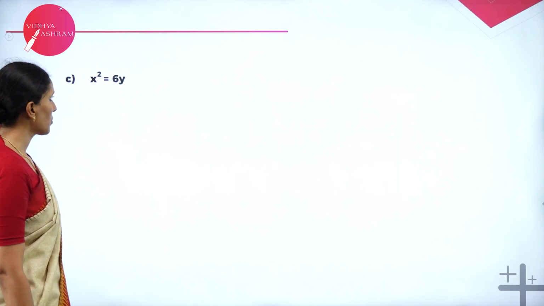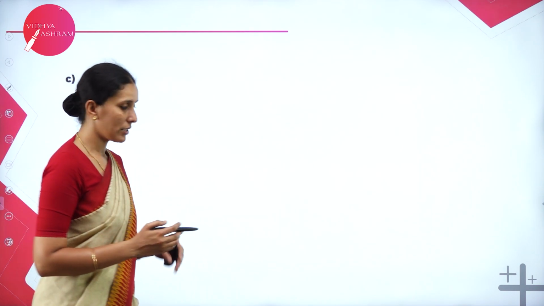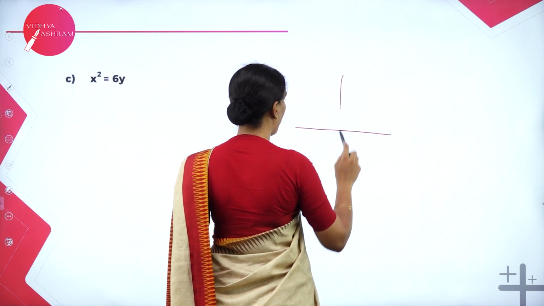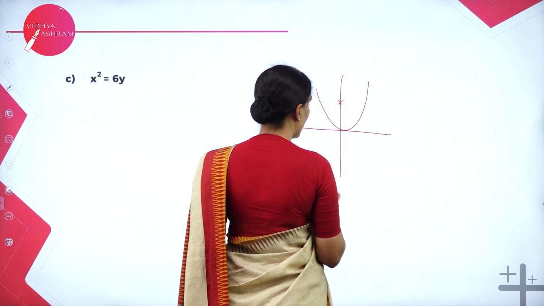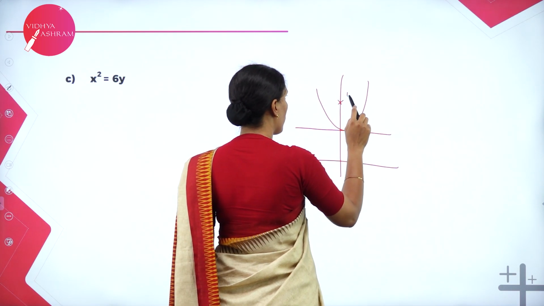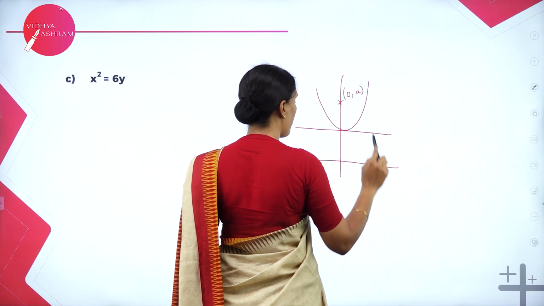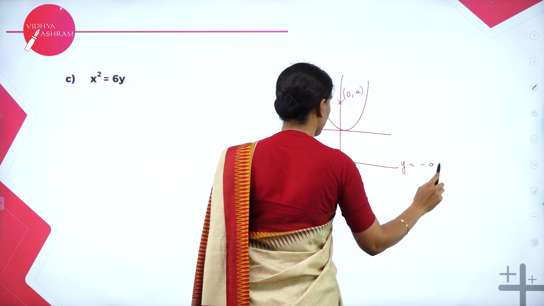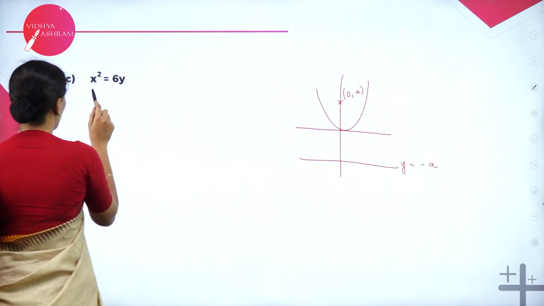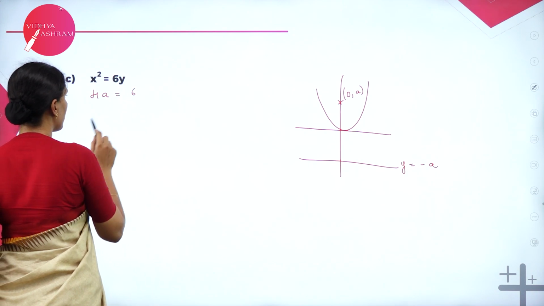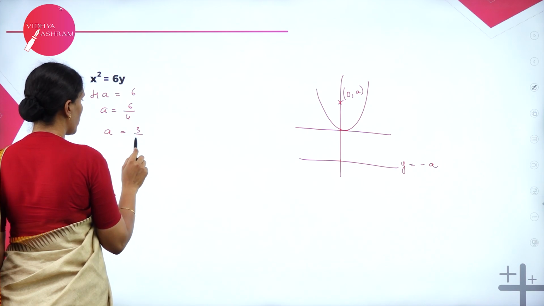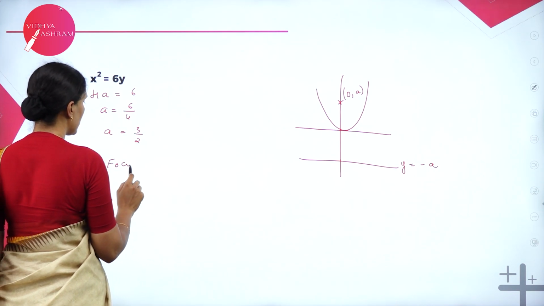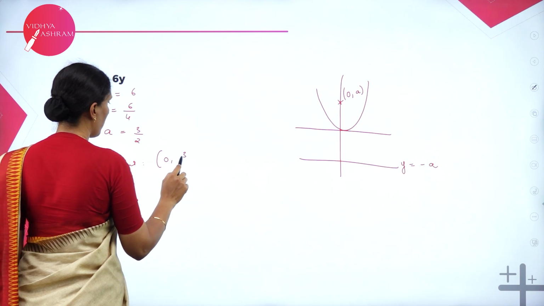Next one, x square is equal to 6y. So when the equation starts with x square, and if it is positive, then it is towards up. Which means focus on the positive side of y-axis, directrix on the negative side. Focus will be of the form 0 comma a, and here y is equal to minus a. So 4a is equal to 6, a is equal to 6 by 4, a is equal to 3 by 2. So focus is 0 comma 3 by 2.